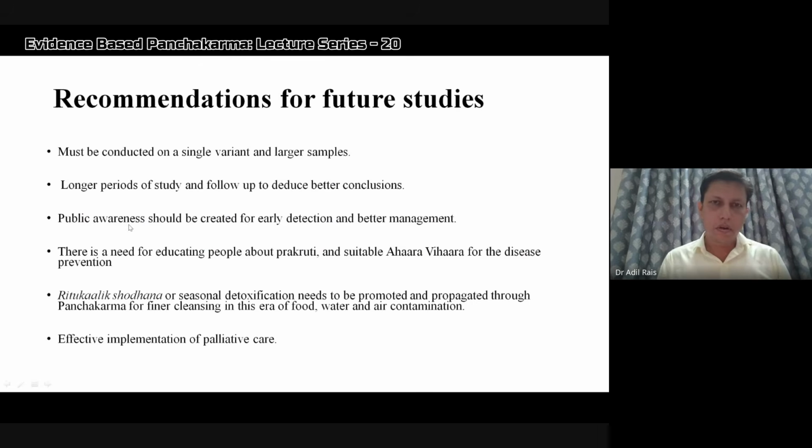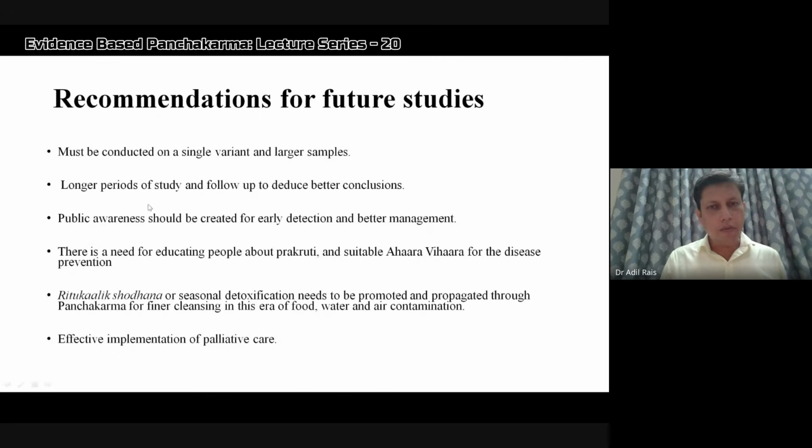Now, there are certain recommendations for future studies. The future studies must be conducted on a single variant, because what we did, we took MND as a whole. In future studies, it would be better to consider ALS or any one form, and the study should be conducted on larger samples so that the conclusions could be a bit more concrete.